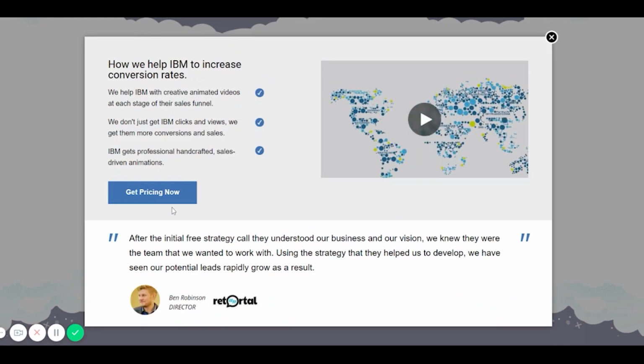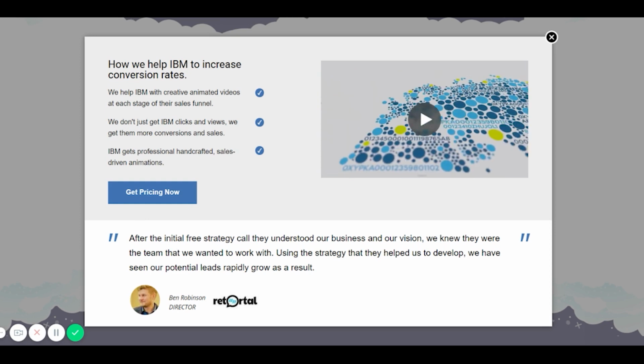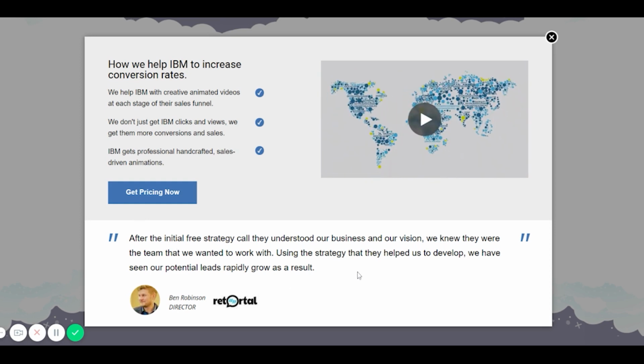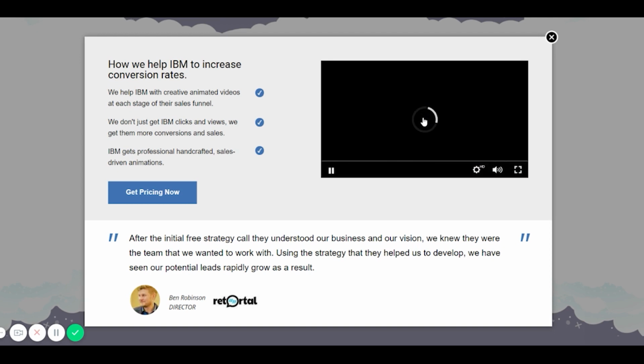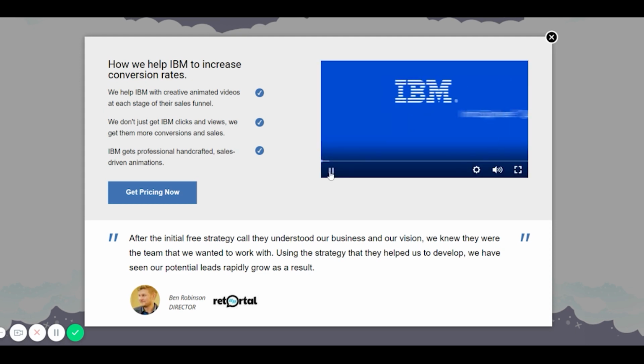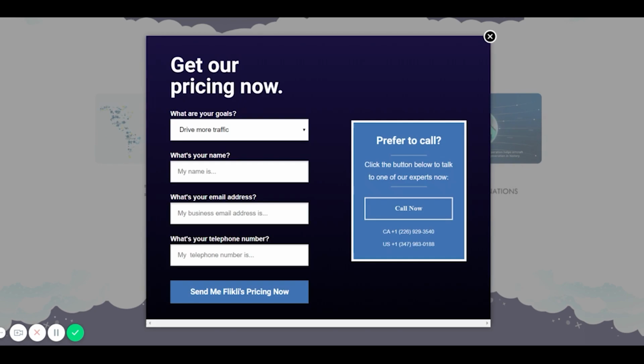So we've got a lightbox with a dark background so that the lightbox stands out. We've then got bullet points to make it easy to understand what they did for IBM. We've got a strong call to action button. Underneath we've got a testimonial for social proof, as well as to establish more trust. People can play the video. It plays away. Now, it takes them straight to the Get Pricing button, which is in order to fill out this form.